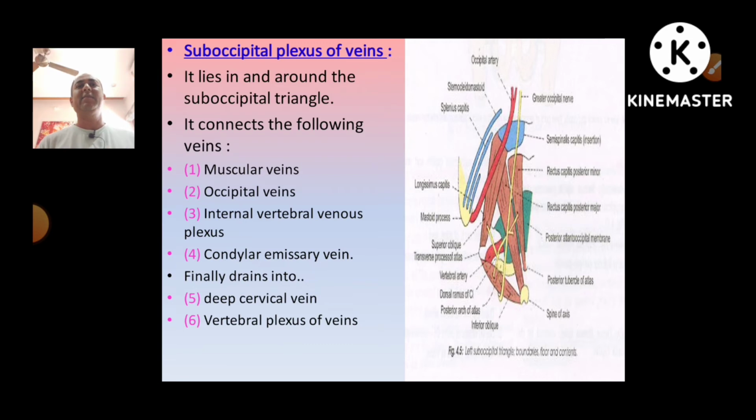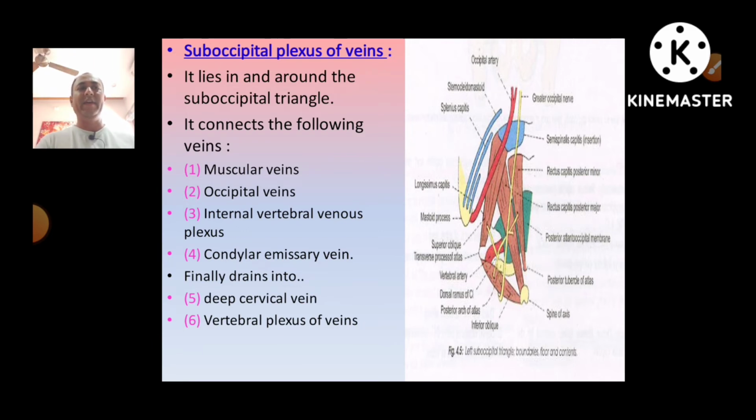The boundaries of the suboccipital triangle and enumeration of the contents of the suboccipital triangle, both can be asked as a one-liner. The first one, suboccipital plexus of veins. So it lies in and around the triangle, and they are formed by the connection of different muscular veins, occipital veins, internal vertebral venous plexus, condylar emissary vein, and finally these all drain into the deep cervical vein and vertebral plexus of veins. So all these veins form the plexus around the triangle, and they are known as the suboccipital plexus of veins.